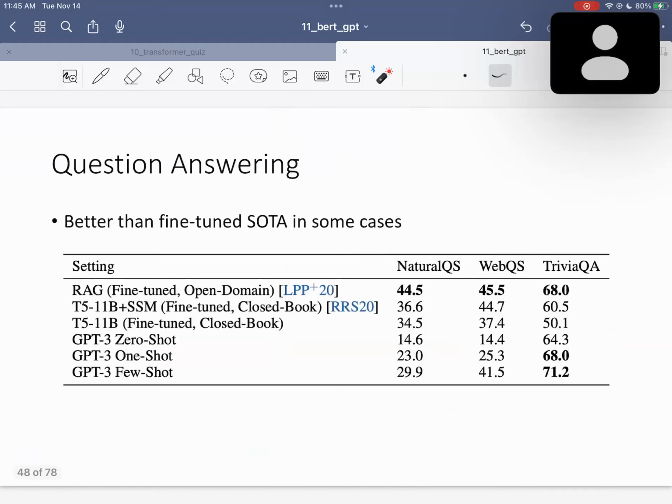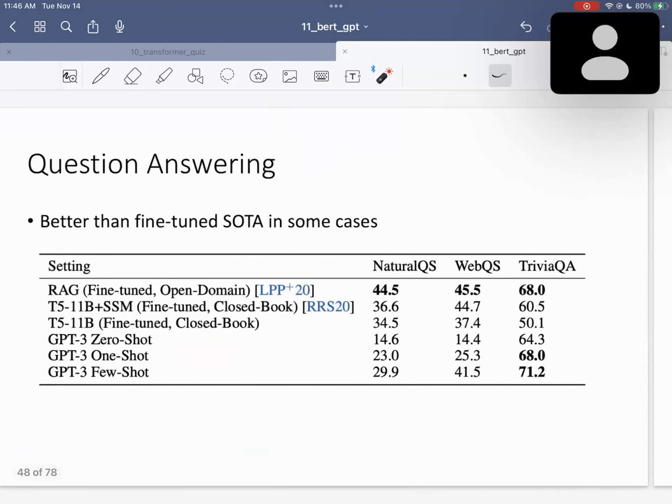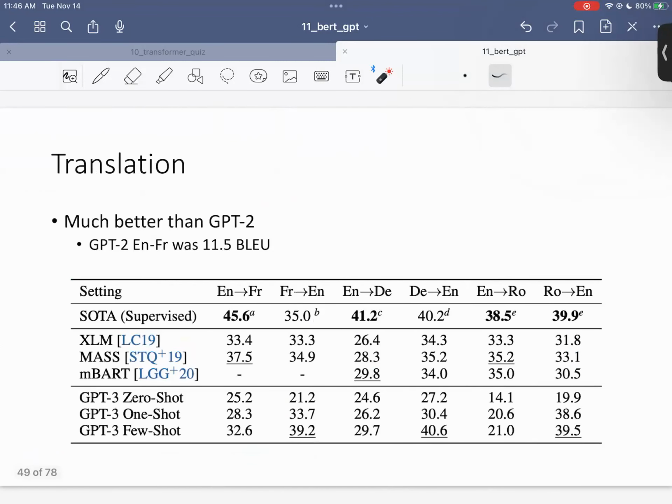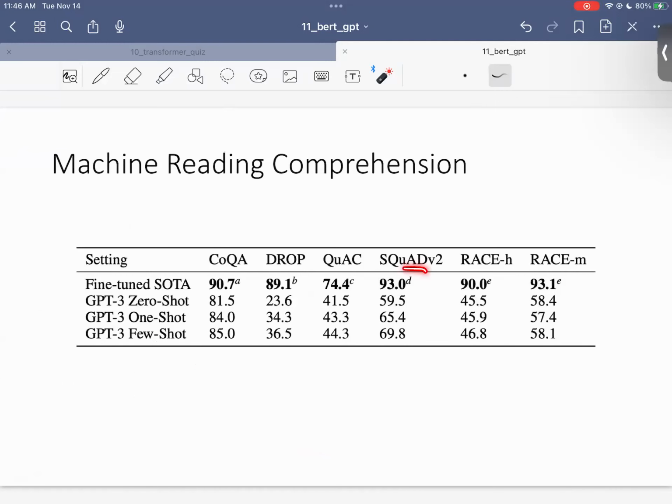Right, so I'm gonna skip all these SOTA performances, like natural question answering. These are all zero shot, one shot, few shot, and even with a few shot, it outperforms the state-of-the-art fine-tuned model from RAG. This is probably from Meta. Translation, compared to the SOTA model, it sometimes outperforms in some cases with few shot. Never zero shot, but with few shot, it just knows what to do. And reading comprehension as well, like SQuAD.